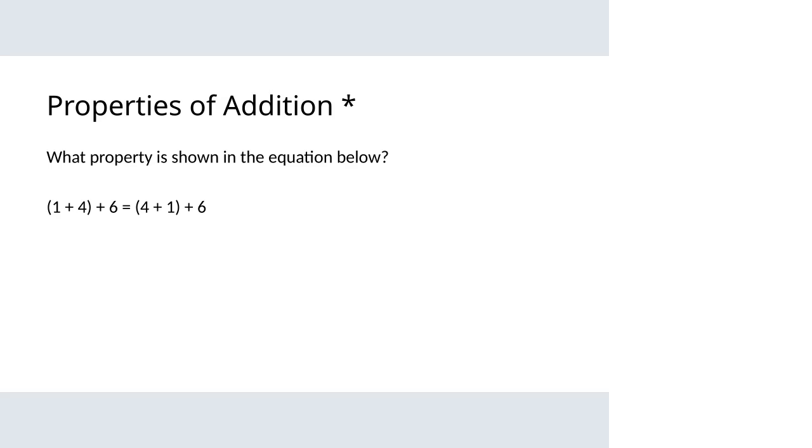Remember I said that associative is not about parentheses. If you see parentheses in there, it could be an associative property, but it might not be. And if we take a look at this, what has changed? If the grouping changed, then it's associative. If the order changed, then it's commutative.